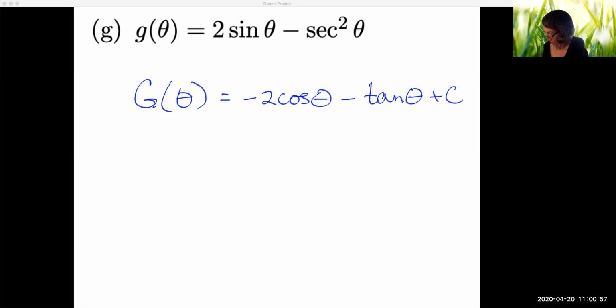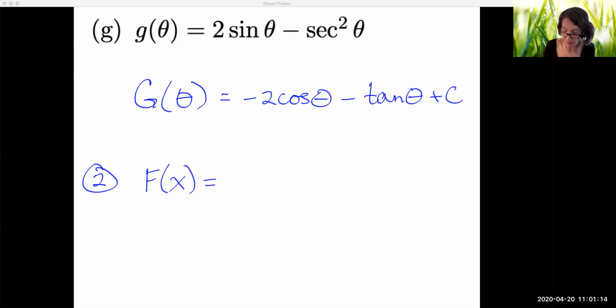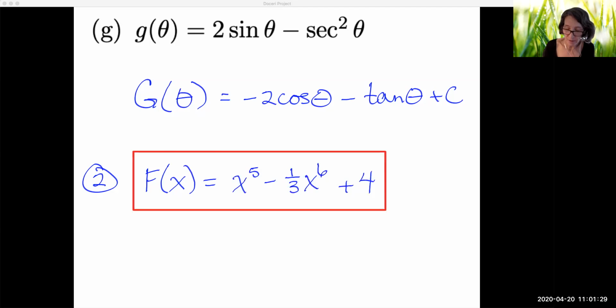So problem 2. I'm just going to write down the answer to problem 2 since I ran out of time, but I want to make sure people can check their answers. So problem 2, your final answer should be the antiderivative is x to the 5th minus 1/3 x to the 6th plus 4. So this is just the answer. I didn't have time to go through that problem.